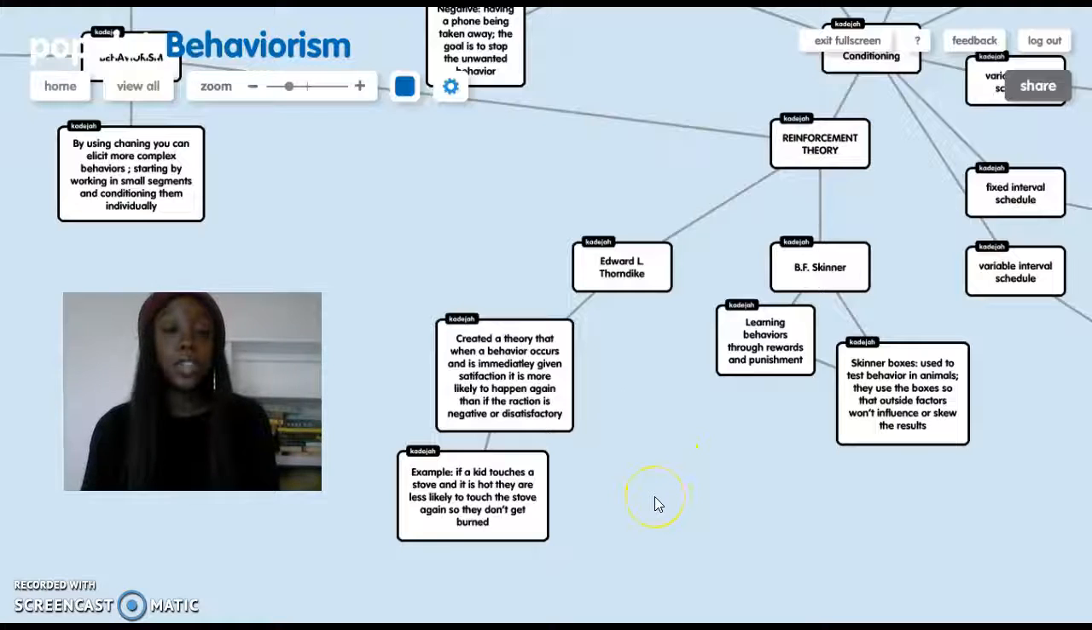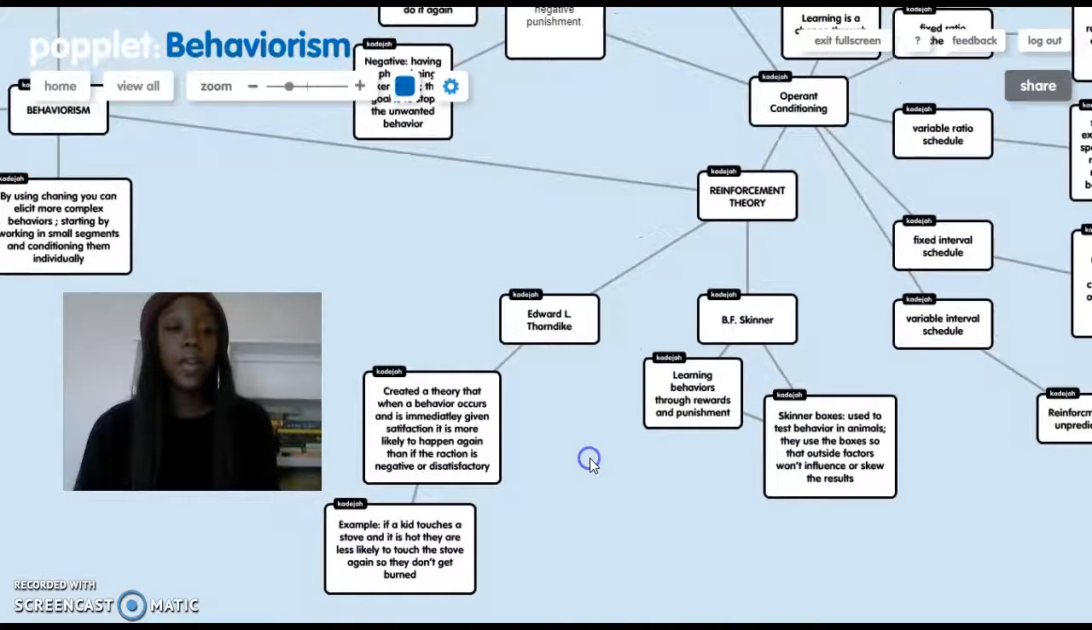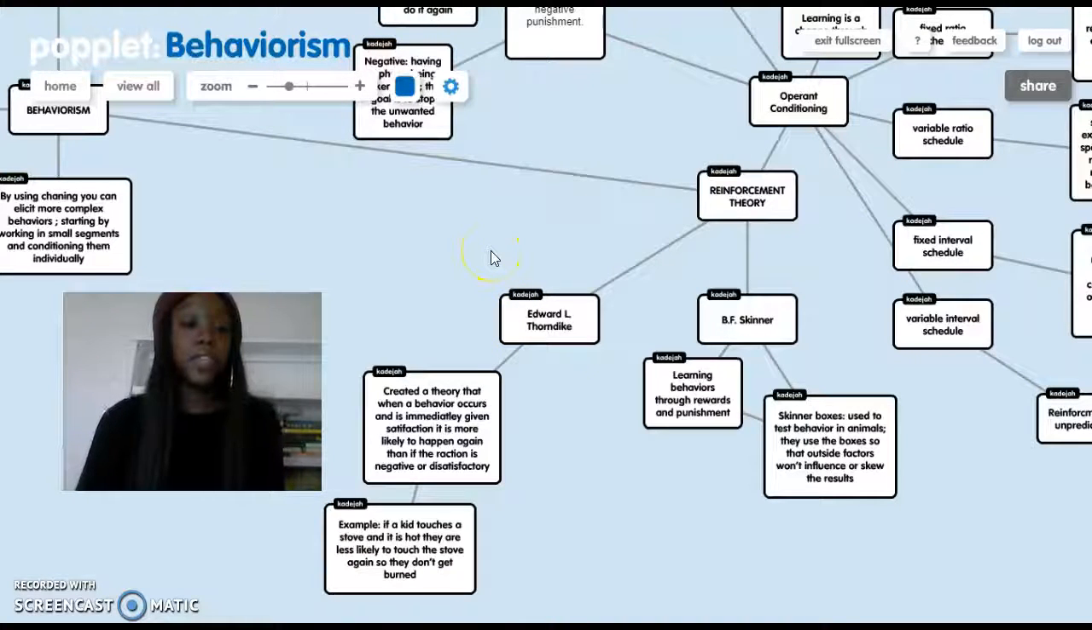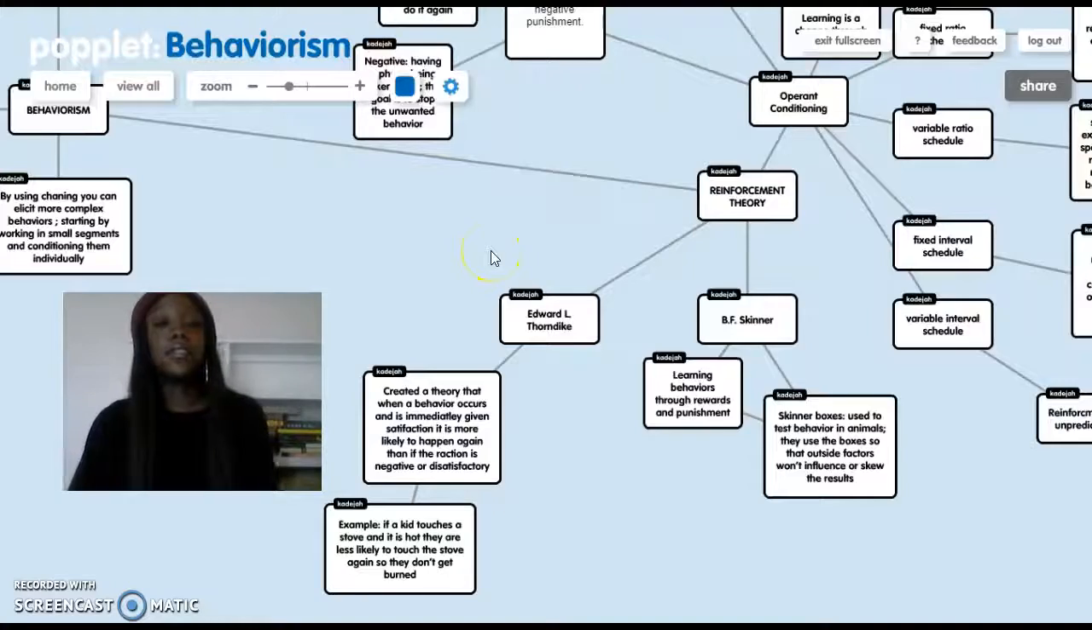For example, if a child is in the kitchen and touches a hot stove and pulls their hand back and they're burned, they won't touch the stove again because the reaction was negative. But if the child got an A in a class, for instance, and their parents gave them $20, the behavior of doing their work and passing their classes is the motivation for good grades and doing well.